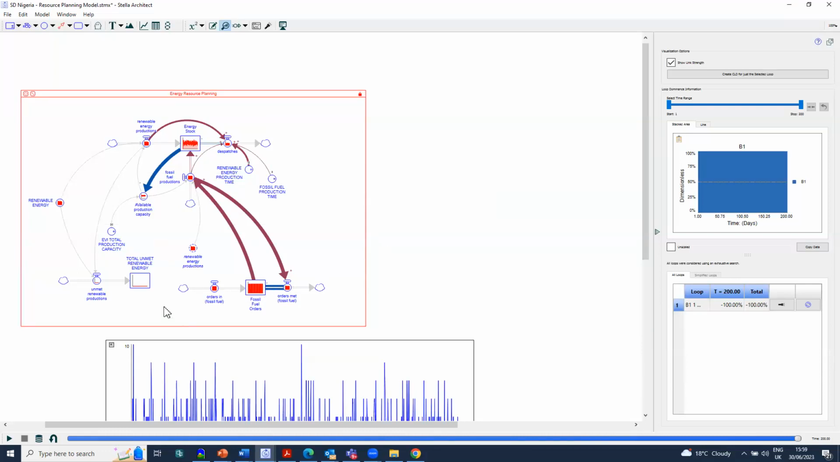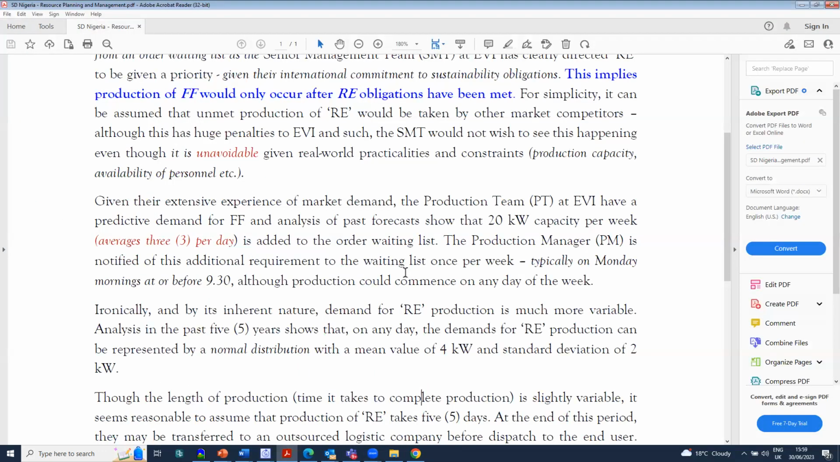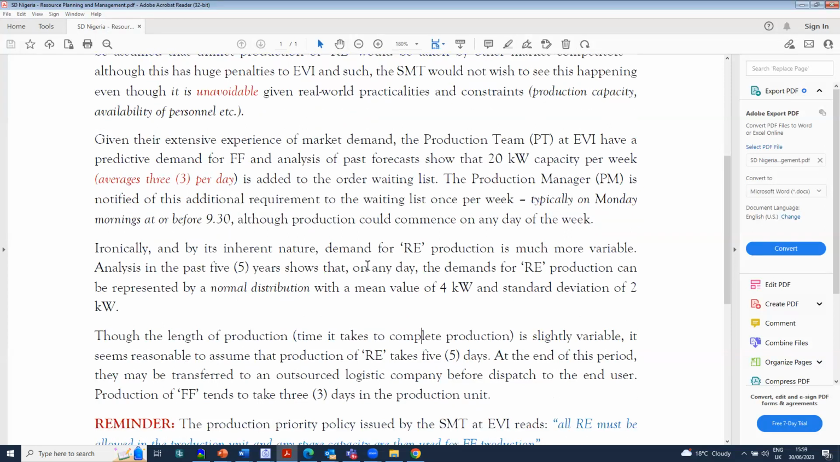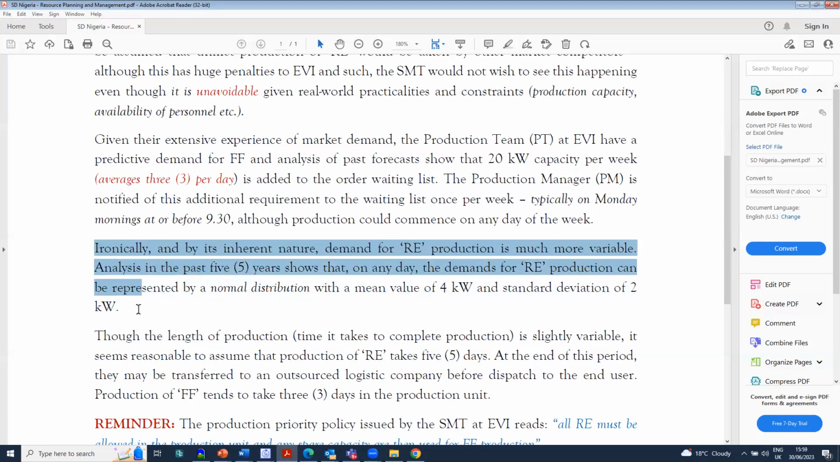Let's look at the brief that we read. Most of the problems in this model come from this paragraph. Somebody read it again for us, the one I highlighted. Ironically, and by the inherent nature.